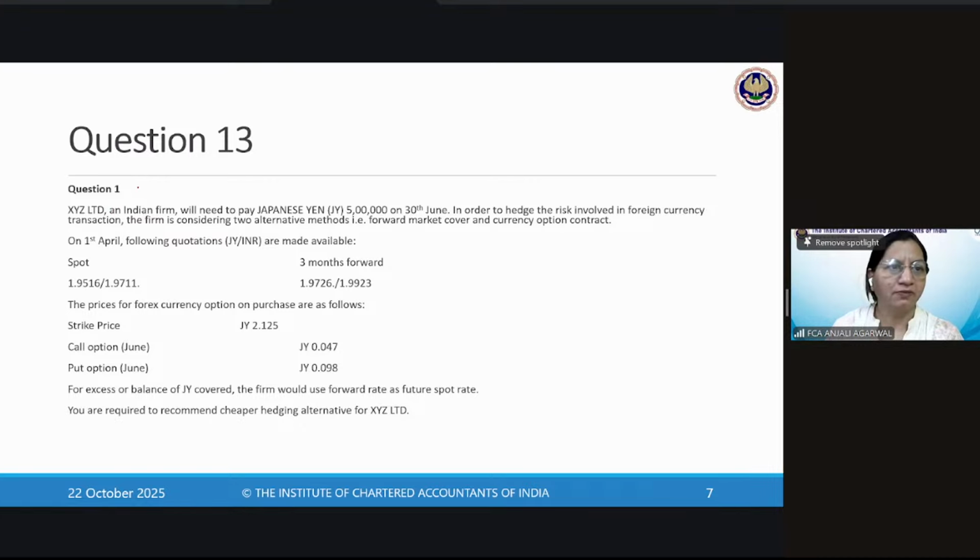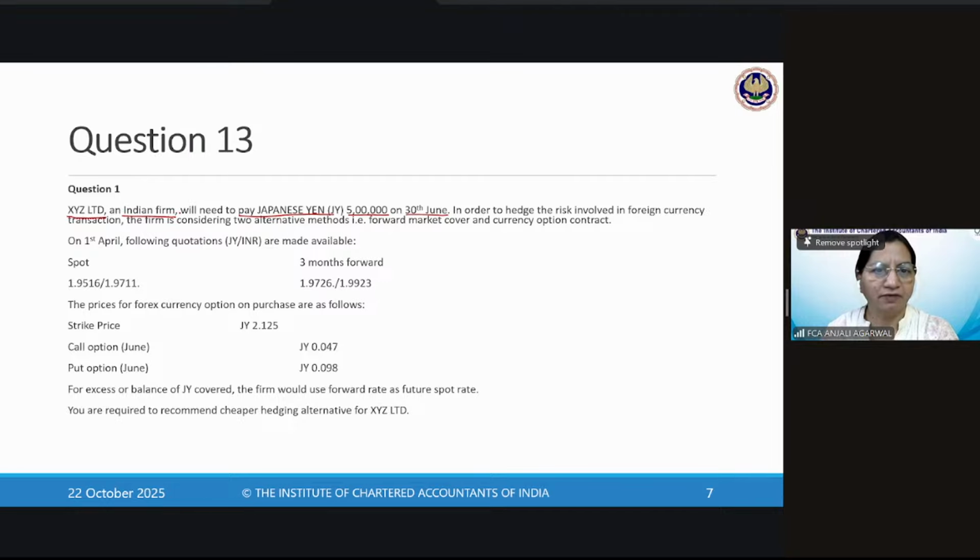Now let's look at the questions which are related to hedging. XYZ Limited is an Indian firm. It has to pay Japanese yen. How many? 500,000, or 0.5 million, or 5 lakh. When? On 30th June. So first, when you're reading the question, get the concepts very clear, get the basic information from the question, highlight that, understand that. From there only your mindset will start developing about what you are supposed to be doing.